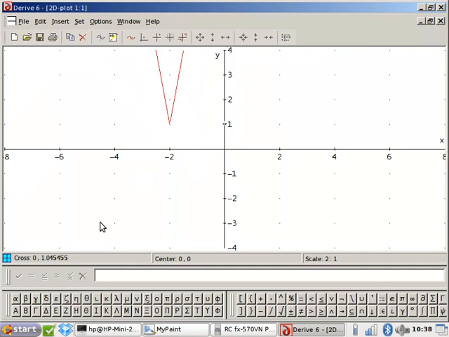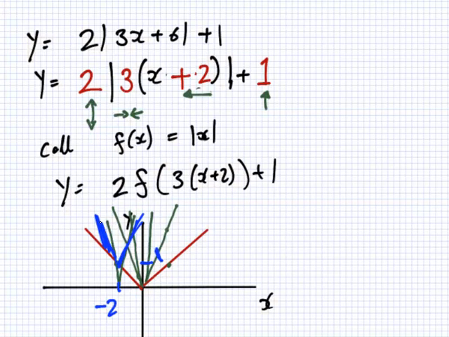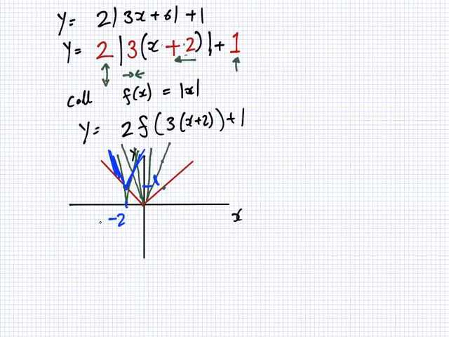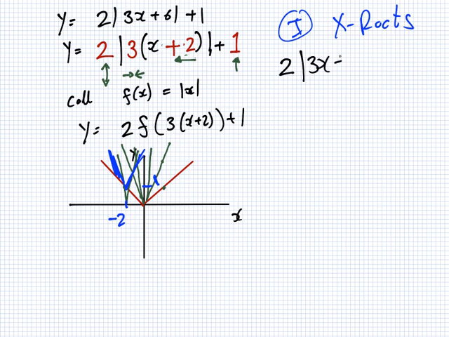But if you want to be a little bit more accurate, or a bit more algebraic, you can just draw it the way that you learned how to draw it in semester 1. So what you do is you first find the x roots. How would you find the x roots here? You would have to solve 2 modulus of 3x plus 6, plus 1 equals 0. So you get this.